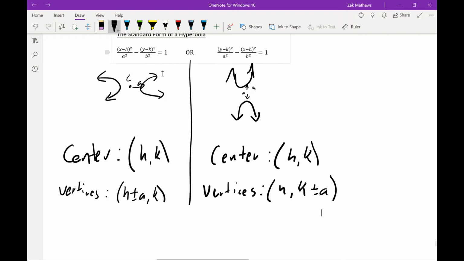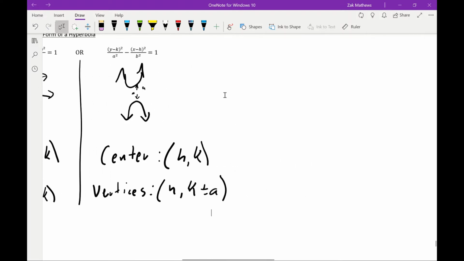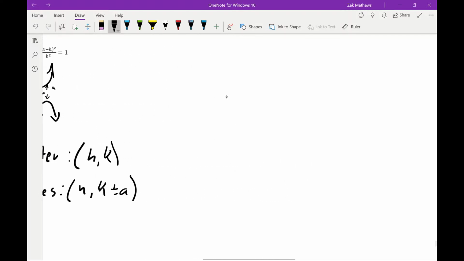That B is very much different because there's no other side like there was with the ellipse. That B somehow references how to get to the next points, but it's not as direct as with the ellipse. We're going to have to talk about that a little bit more. So let me draw this thing out a little bit bigger. And we'll take the one that faces left and right.